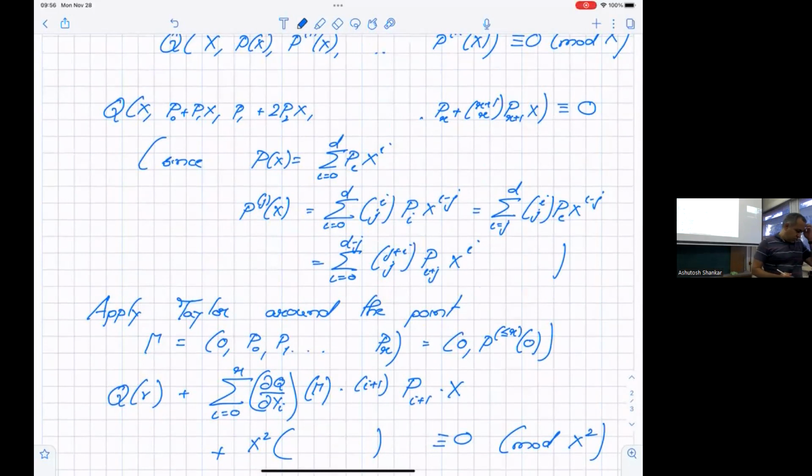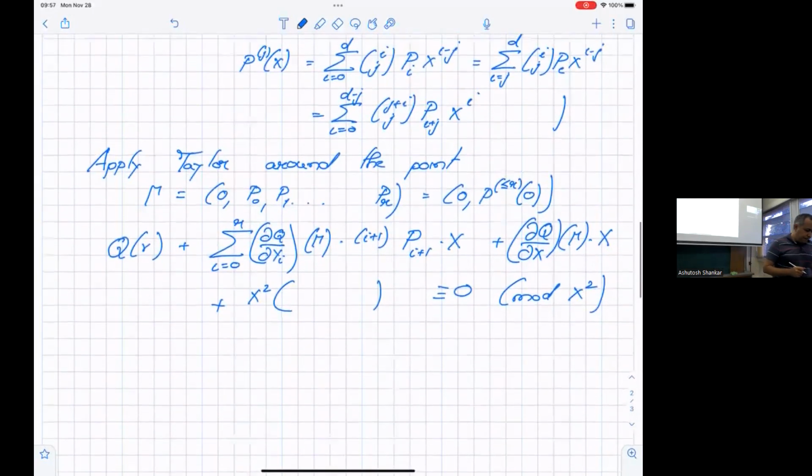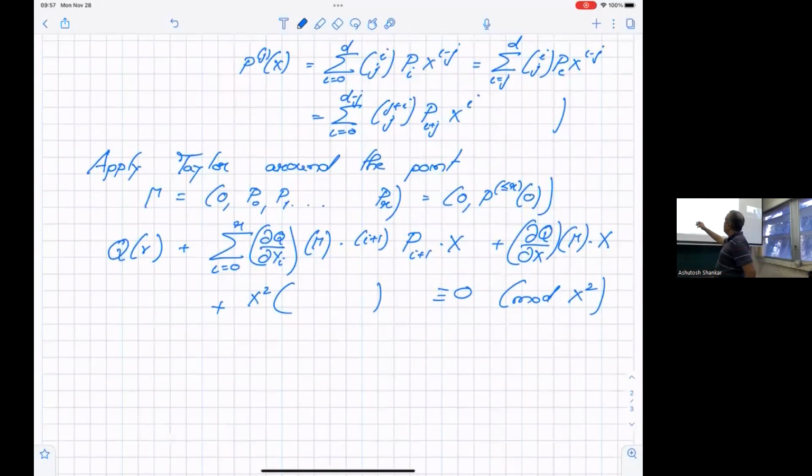But it doesn't matter. Let's call it i from minus 1 to r. So we will talk about both of it. Dou q by dou x at some point times just x. So we do have q gamma with us. Thus we have q gamma, we can infer it. We have all of these terms. The question is, can we infer p r plus 1 from this equation?